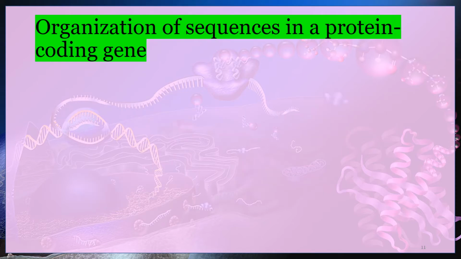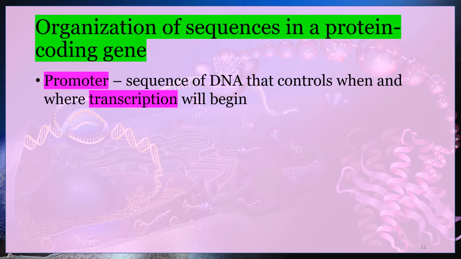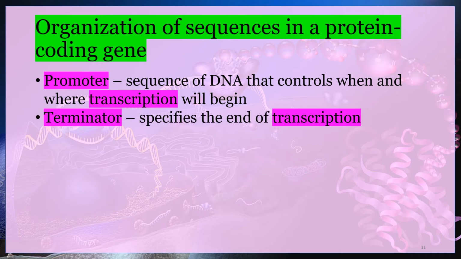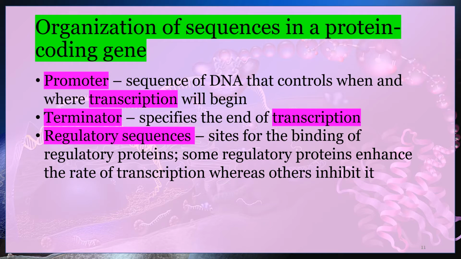So, the organization of sequences in a protein coding gene. We first start off with the promoter. This is a sequence of DNA that controls when and where transcription will begin. We then have a terminator, which specifies the end of transcription. We then have regulatory sequences, sites for the binding of regulatory proteins. Some regulatory proteins enhance the rate of transcription, whereas others inhibit it.